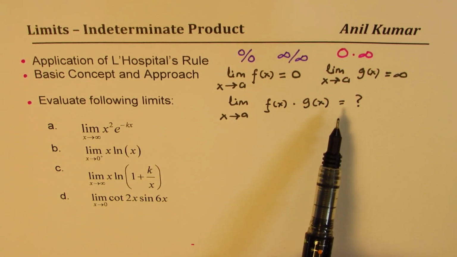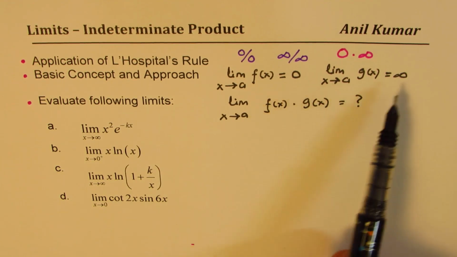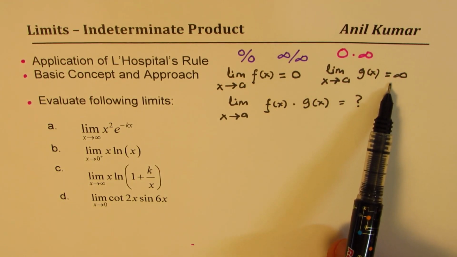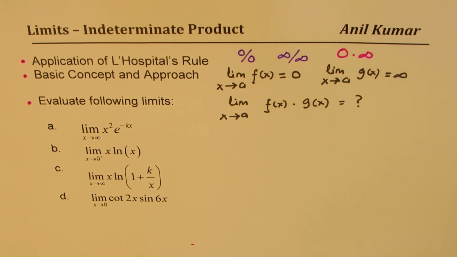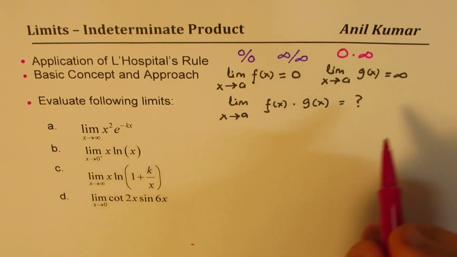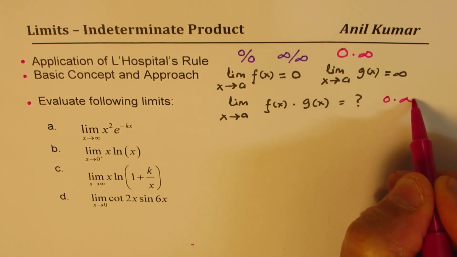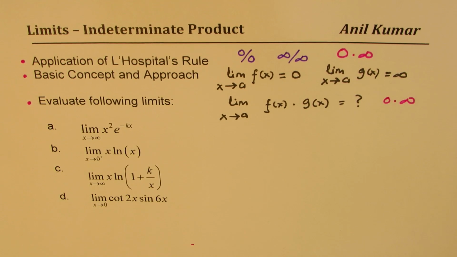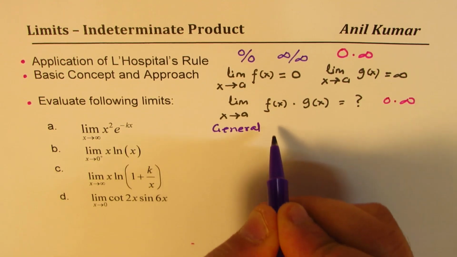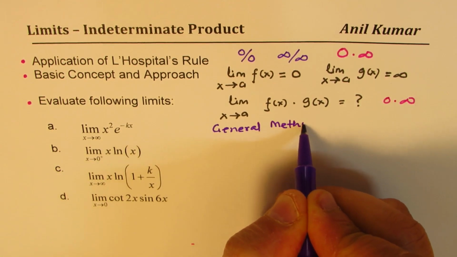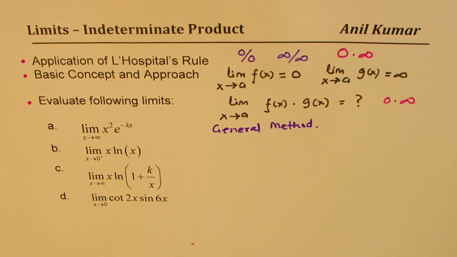This is what we're trying to figure out. Now we are not very sure whether it will be 0 or will it be infinitely large or it will be somewhere in between. So that is what we are saying is 0 times infinity. So those are the cases. A general method to solve this is kind of like this. The general approach will be that we should write this in the form of a 0 by 0 or infinity over infinity.